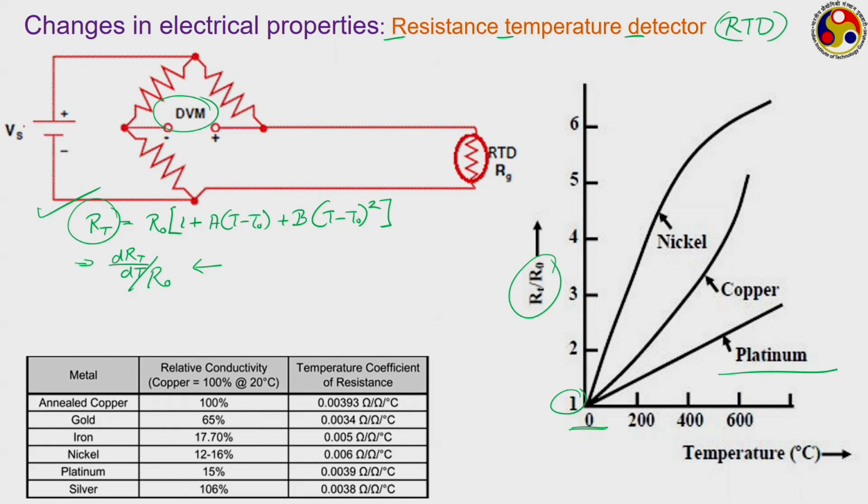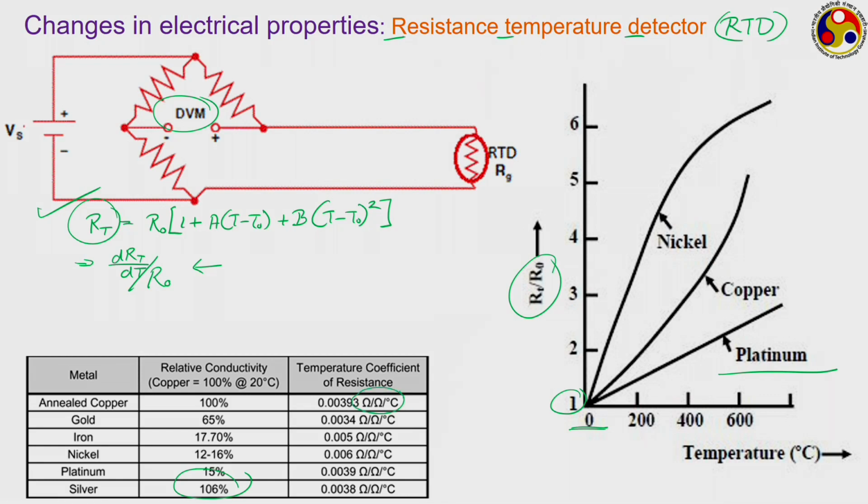These are some of the common materials, and their temperature coefficient of resistance is given. You can see the first column is given as relative conductivity, taking copper as 100%. Others like gold have quite high conductivity with respect to copper, and silver can be higher than copper. However, certain materials like platinum can have much lower, but the temperature coefficient of resistivity values are quite close to each other.